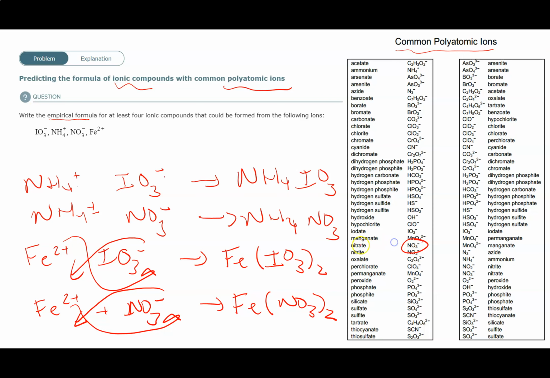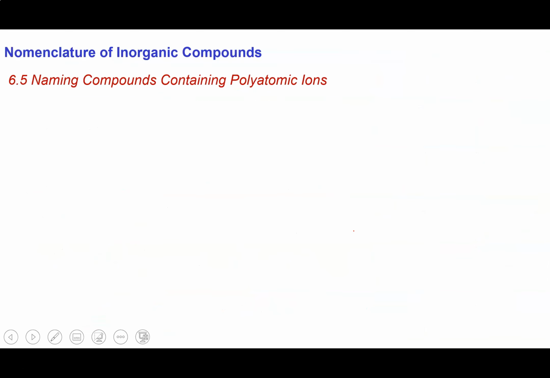Alright, so I didn't actually use my tables of ion names, but those ions are in there. NO3 minus is the nitrate ion, and then IO3 minus is the iodate ion. And of course we had ammonium NH4 plus, there it is. Alright, not too bad. Okay, so that concludes this very short section on naming compounds containing polyatomic ions.